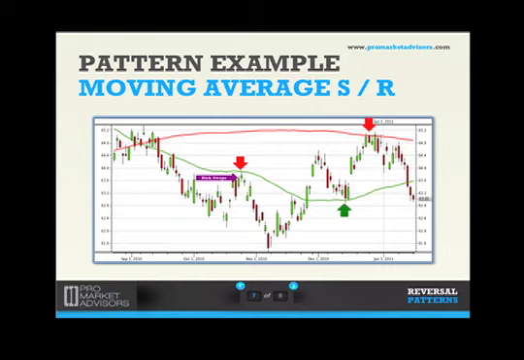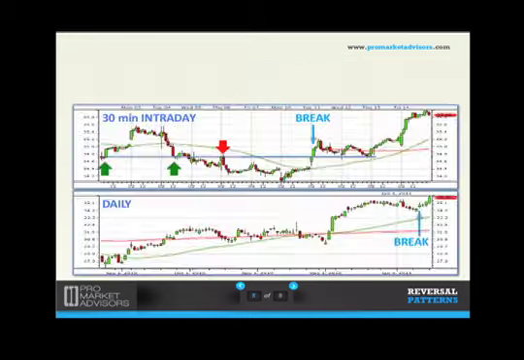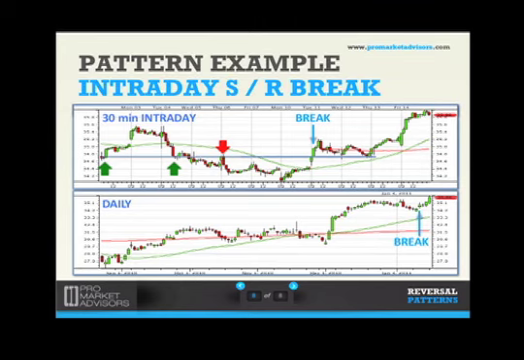So, moving average support and resistance, which leads us to the next one, and this is the last one, and that is intraday support and resistance break. This kind of goes along with the question that I think it was James that asked about where do you place your stop and engulfing pattern. Intraday charts very often give you very important clues and guidance on what's happening on the dailies.